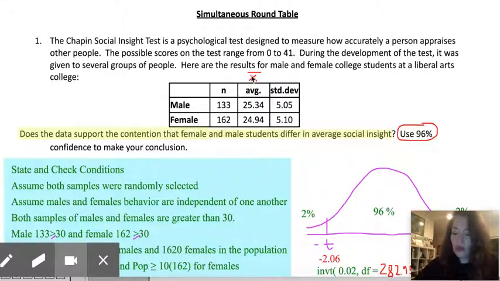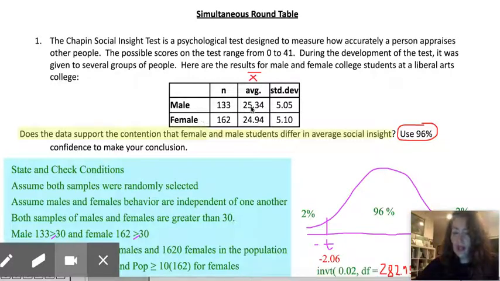All right, so the first thing we can do is, since we are asked, it says, does the data support the contention that female and male students differ in average social insight? Use 96% confidence to make your conclusion. All right, the first thing I would do is enter the statistics into our calculator. So let's go ahead and enter that.